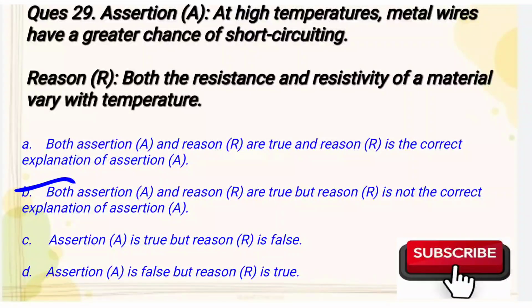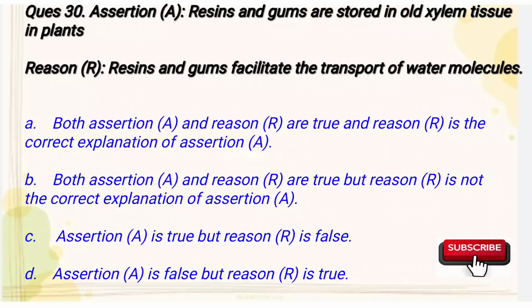Option B. Both assertion and reason are true, but reason is not the correct explanation of assertion. Assertion: resin and gums are stored in old xylem tissue in plants. Reason: resin and gums facilitate the transport of water molecules.